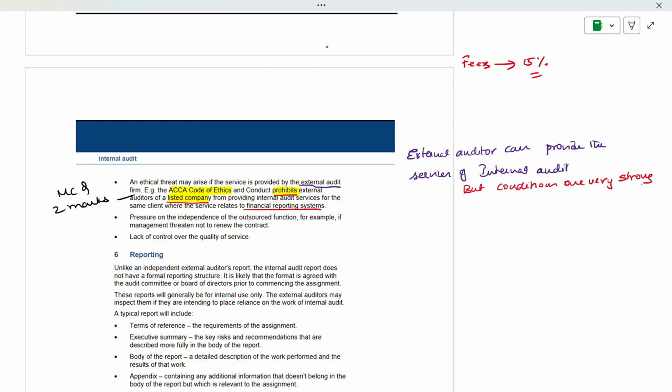Pressure on the independence of the outsourced function, for example, management threatened not to renew the contract. If things go wrong, there will be a threat that they will not renew. Because of that pressure, what will we have? Intimidation. Okay, lack of control or of the quality of the service, if you are doing the outsourcing. Are you clear about this?